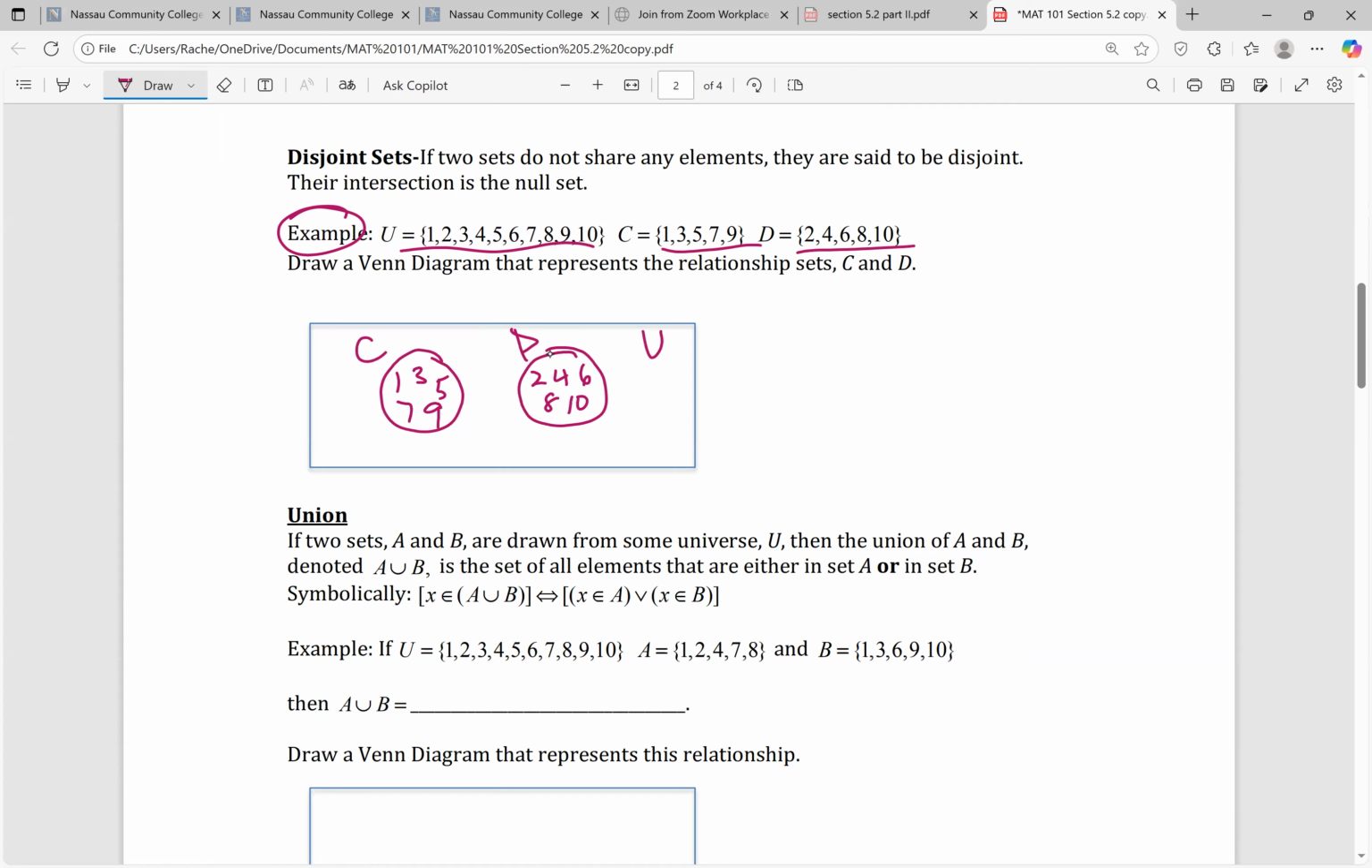And the universe is already taken care of, right? Because we have 2, 4, 6, 8, 10, which is the even numbers in set D, 1, 3, 5, 7, 9, which are the odd numbers. And the universe is the numbers 1 through 10. So they're all accounted for.